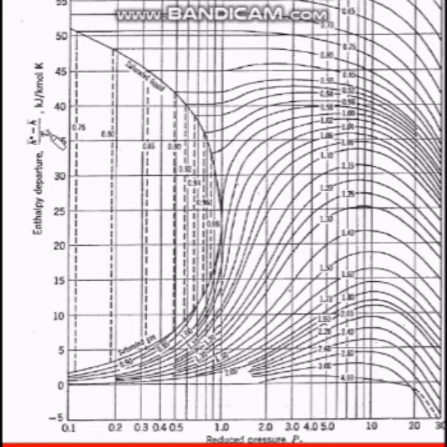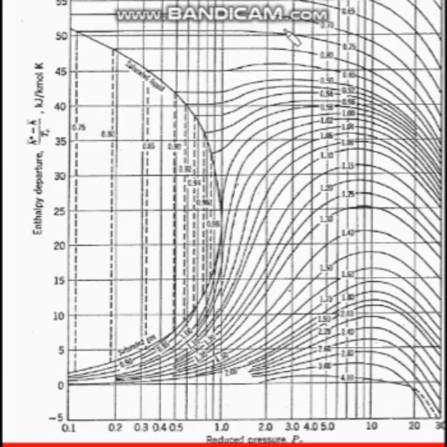So if you want to convert your enthalpy deviation to just specific enthalpy, you multiply it by the critical temperature. Then if you want to convert it to kilojoules per kg, you're supposed to multiply it by the critical temperature and then divide by the molar mass.